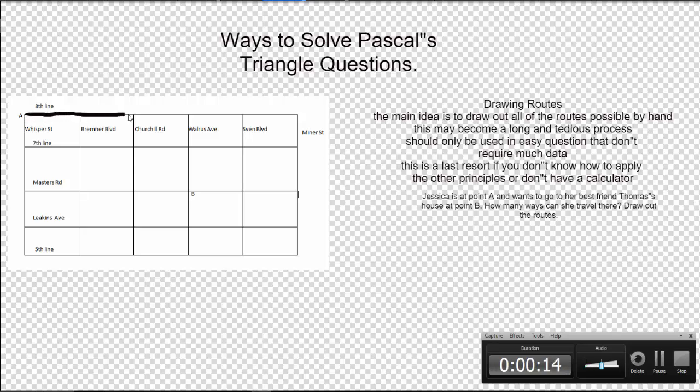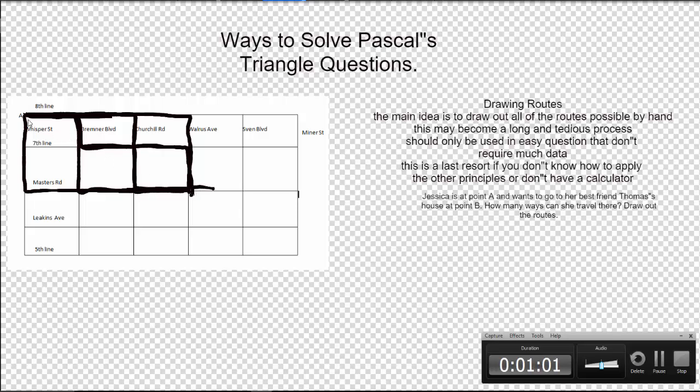So this is path 1, path 2, path 3, path 4, path 5, path 6, path 7, path 8, path 9, path 10.